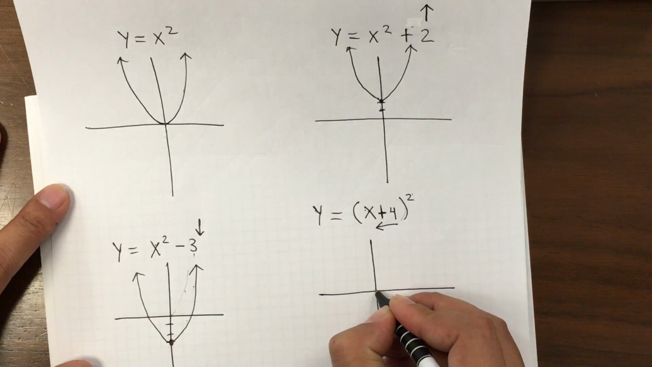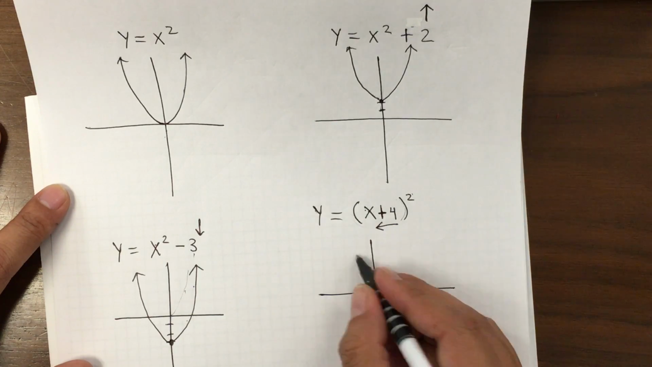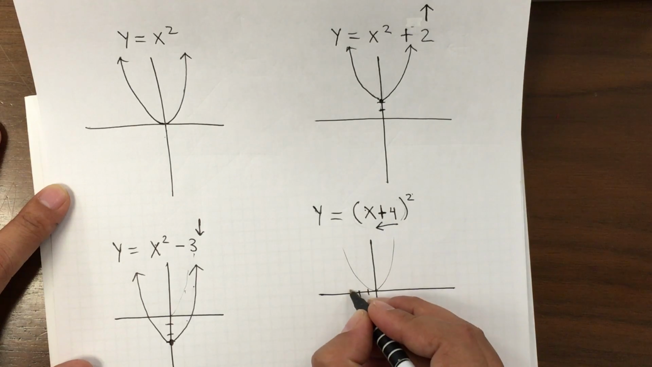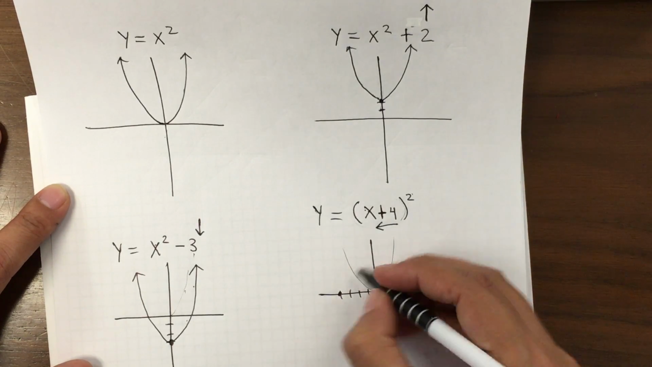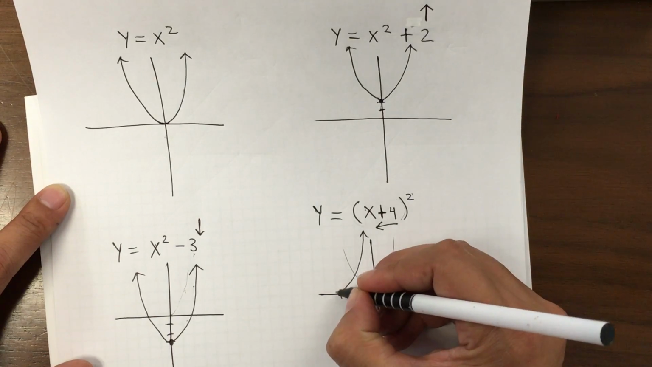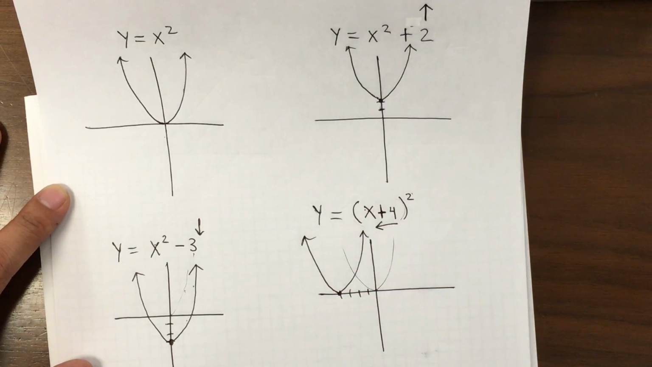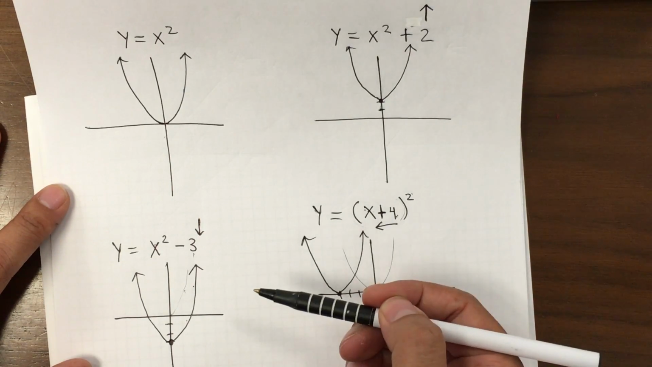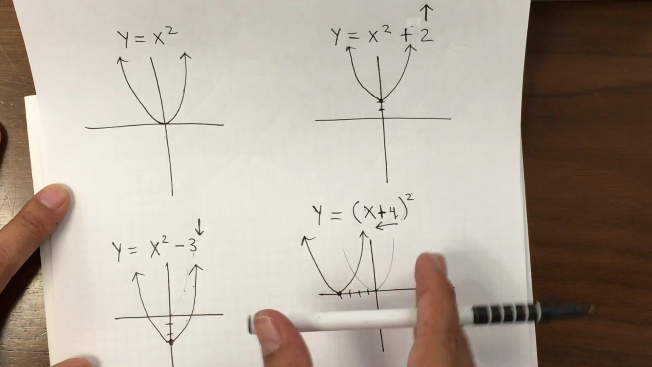Okay, so my parabola, instead of being here, the original will be here, but it's moving 4 spaces, so this graph should be right here. Okay, inside of the parentheses, plus goes left, minus right.